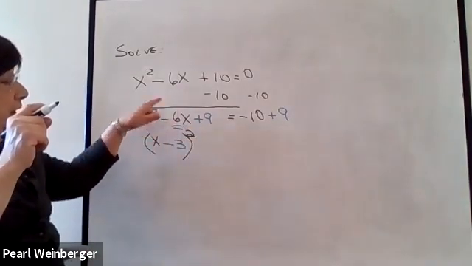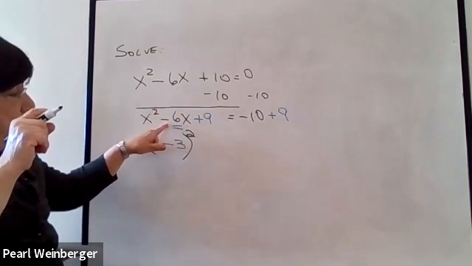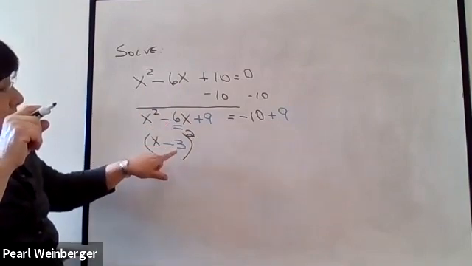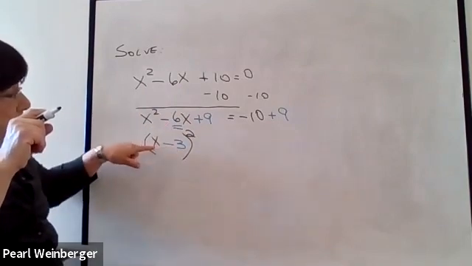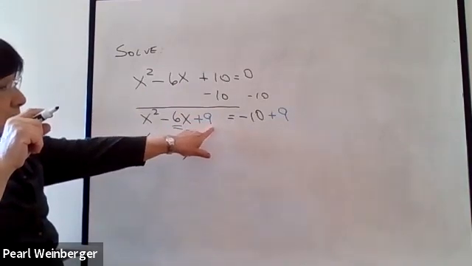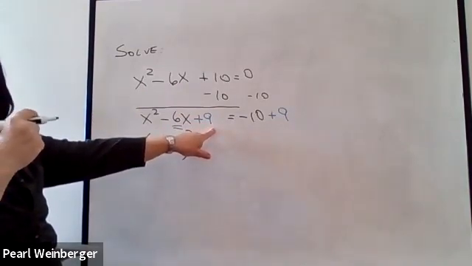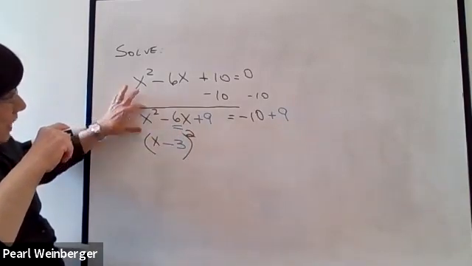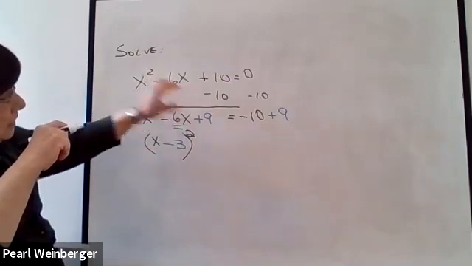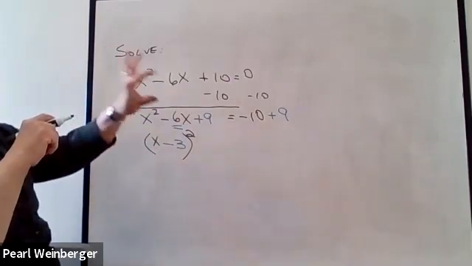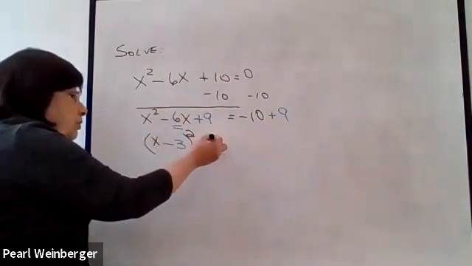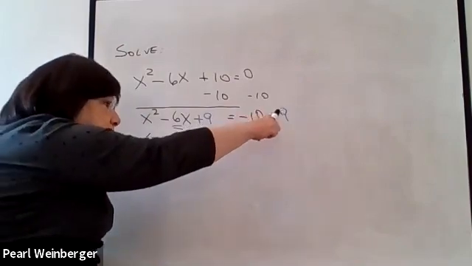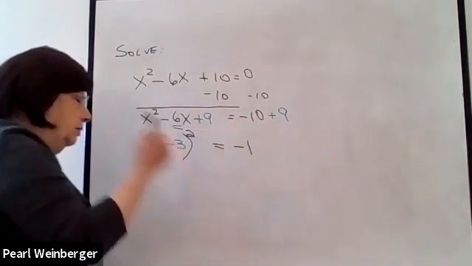That's why it's so important. You take this number divided by 2. You always divide it by 2. You always take half of it. And that'll give you the number that goes inside the parentheses. And the number that goes at the end is always that number times itself. It's always that number squared. If you would actually have done the factoring on x squared minus 6x plus 9, what you would have gotten is x minus 3 times x minus 3. We're just following the pattern. On the other side, I have negative 10 plus 9, which gives me negative 1.